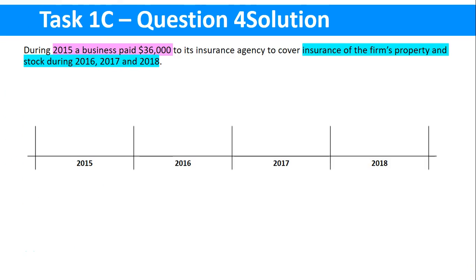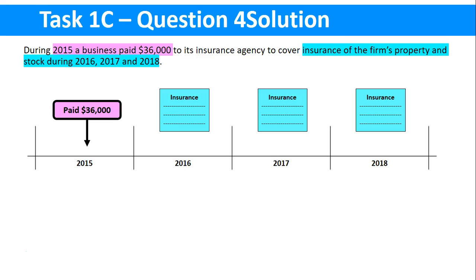During 2015, a business paid $36,000 to its insurance agency to cover the insurance of the firm's property and stock during 2016, 17 and 18. So we paid $36,000 in 2015 to actually provide insurance for the next 3 years, so the business would be covered if there's any damage or fire or anything like that.